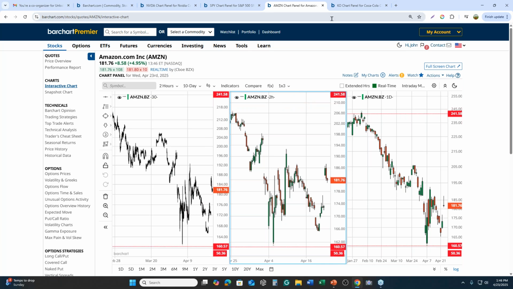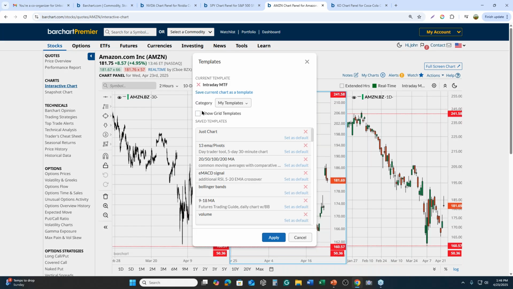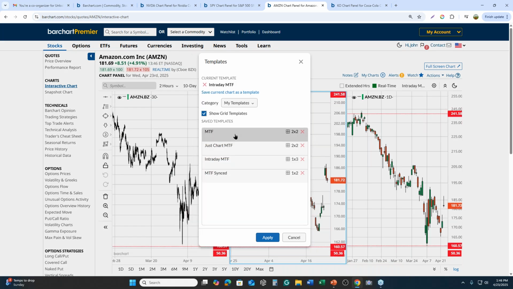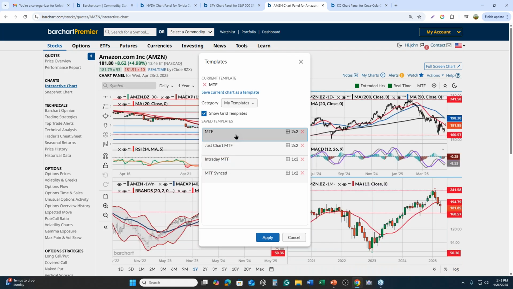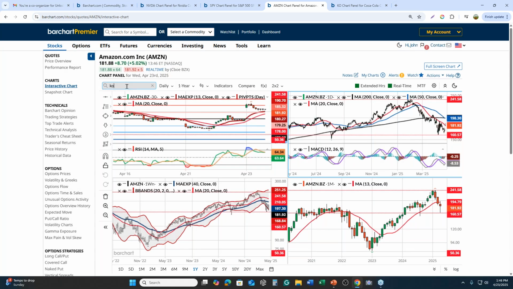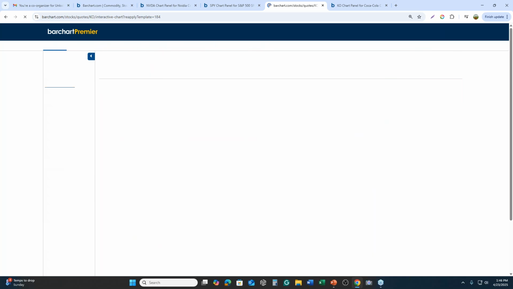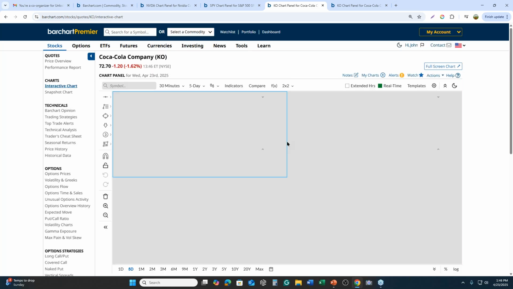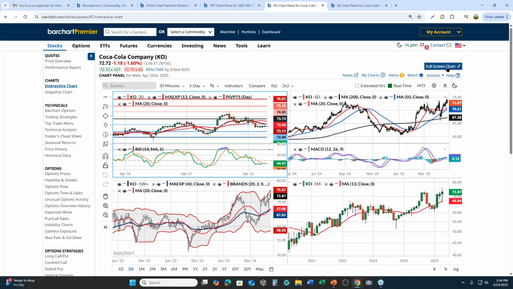Okay. So the last one I want to go through with you is once you start getting this idea of using the grid and the grid templates, we can do something like this, but let me change the symbol. Let's go to a new symbol. And this is Coca-Cola. And what I want to do is I want to blow this out so you guys can see this.